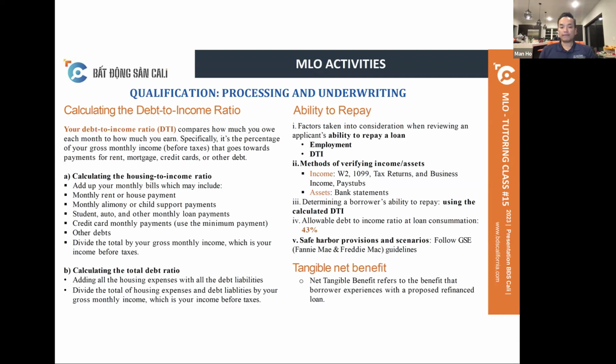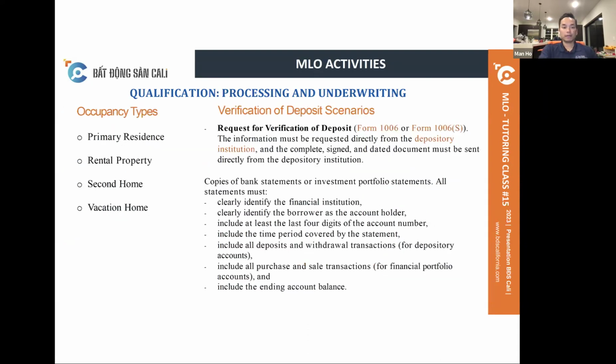Okay, tangible net benefit. What is it? Net tangible benefit refers to the benefit that the borrower experiences with a proposed refinance loan. Let's say the borrower is able to get a loan at a higher rate, then down the road, if the rate drops, the borrower can refinance again. The borrower may now be paying 4,500 a month, and with a better interest rate 12 months from now, may pay 3,800 a month. So that's the tangible net benefit from the shift in the market.